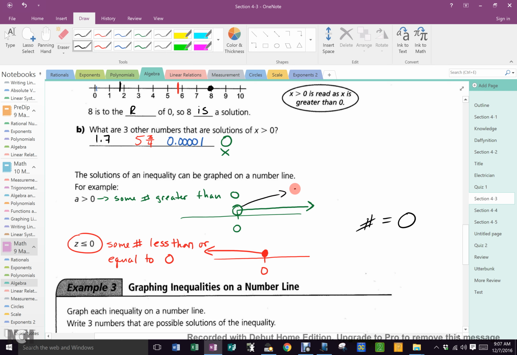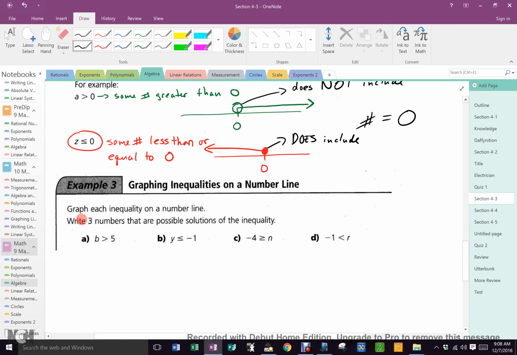This is when it does not include. And this is when it does include. Does everybody get that? Yeah? Okay. So I want you to graph each of these and then write three numbers that are solutions. But be careful. I want you to only do A and B first. I'll do A and B, and I'll do A in blue and B in red. You guys obviously don't have more than one color. You're going to make two number lines right now using these rules that I just gave you and see if you can do it right.